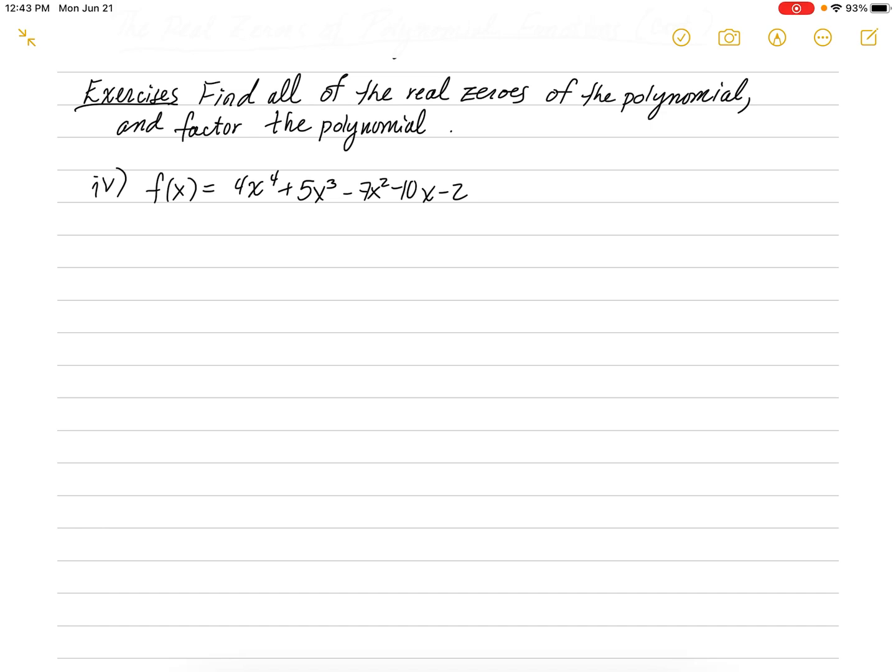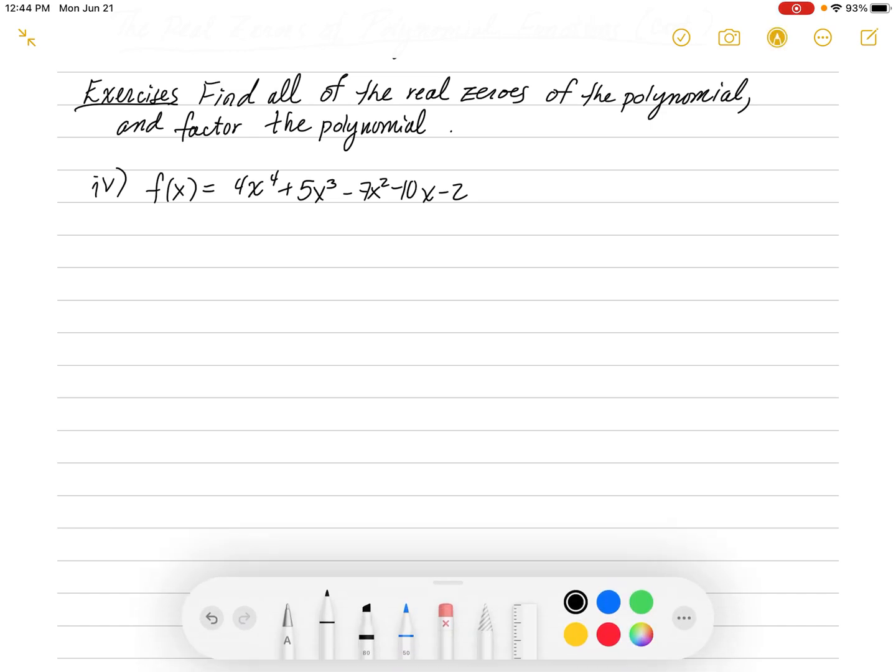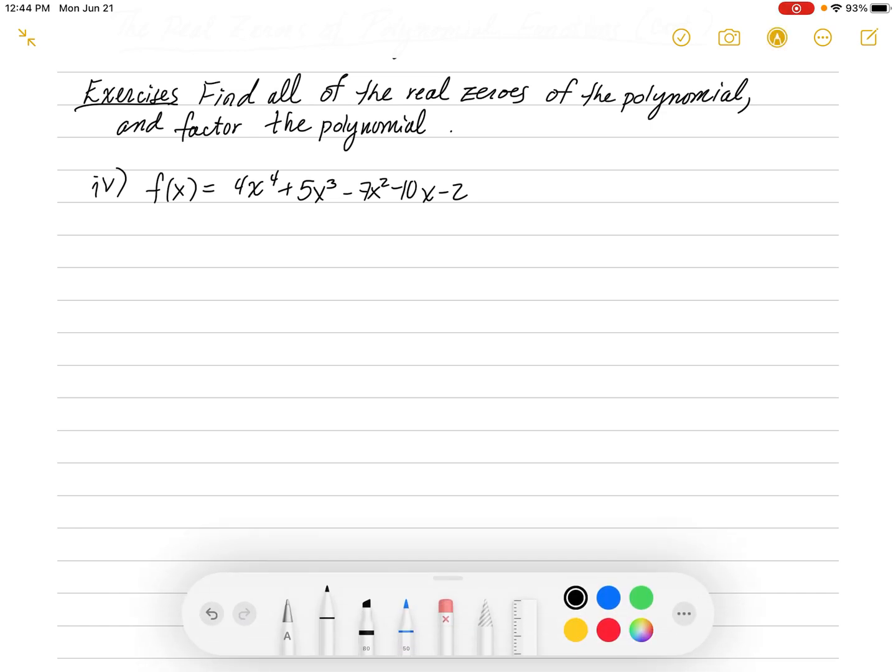So we started factoring polynomials completely and finding all of their real zeros. We want to continue doing this in this video. We're going to do some fourth degree polynomials where the largest power is a power 4. So I have the polynomial 4x to the fourth plus 5x cubed minus 7x squared minus 10x minus 2. And I don't know where to start factoring that.